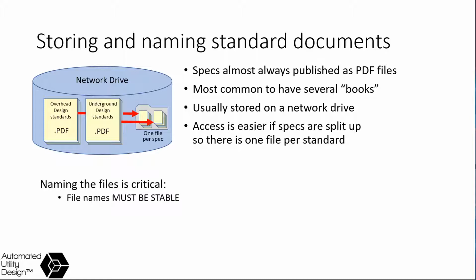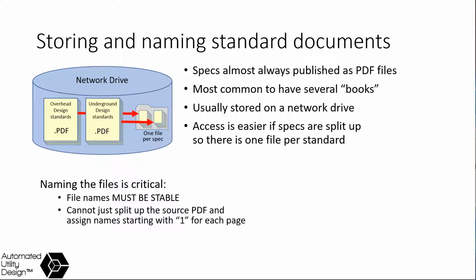The file names must be stable because you can't refer to something if the name might change at some point in the future. This means you can't simply split up the source PDFs and assign them names starting with 1 for the first page in the document and 2 for the second page and so forth. Whatever names are used, they will need to be linked to CUs or models in AUD, and this linkage has to be stable over time.